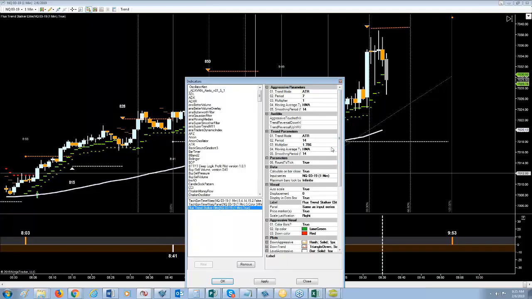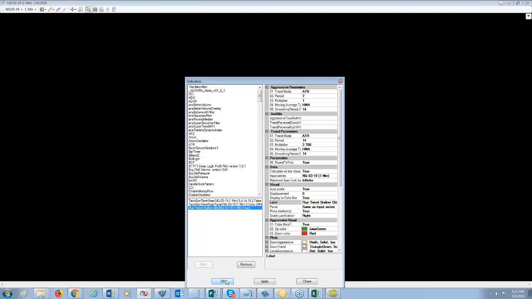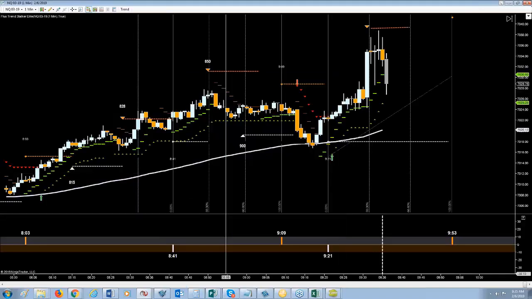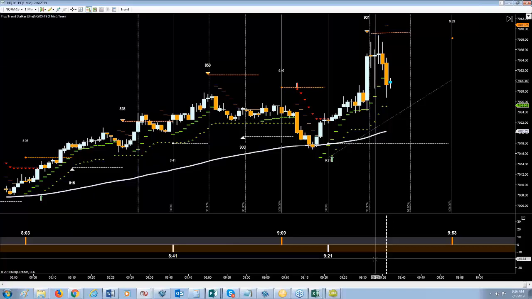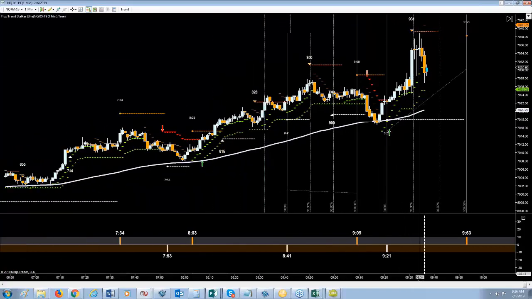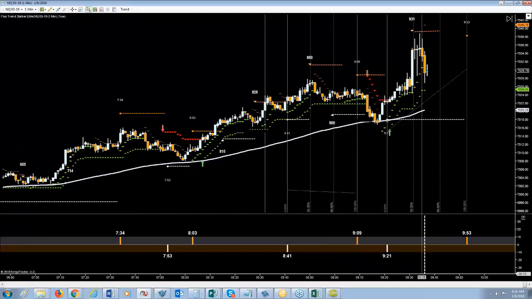ATR. So they would have more of a 2.7 or a 3 on the trend line. So it would look like that. The target is whenever the trail stop gets hit. So they get in the signals and they hold them until that lower line gets touched.